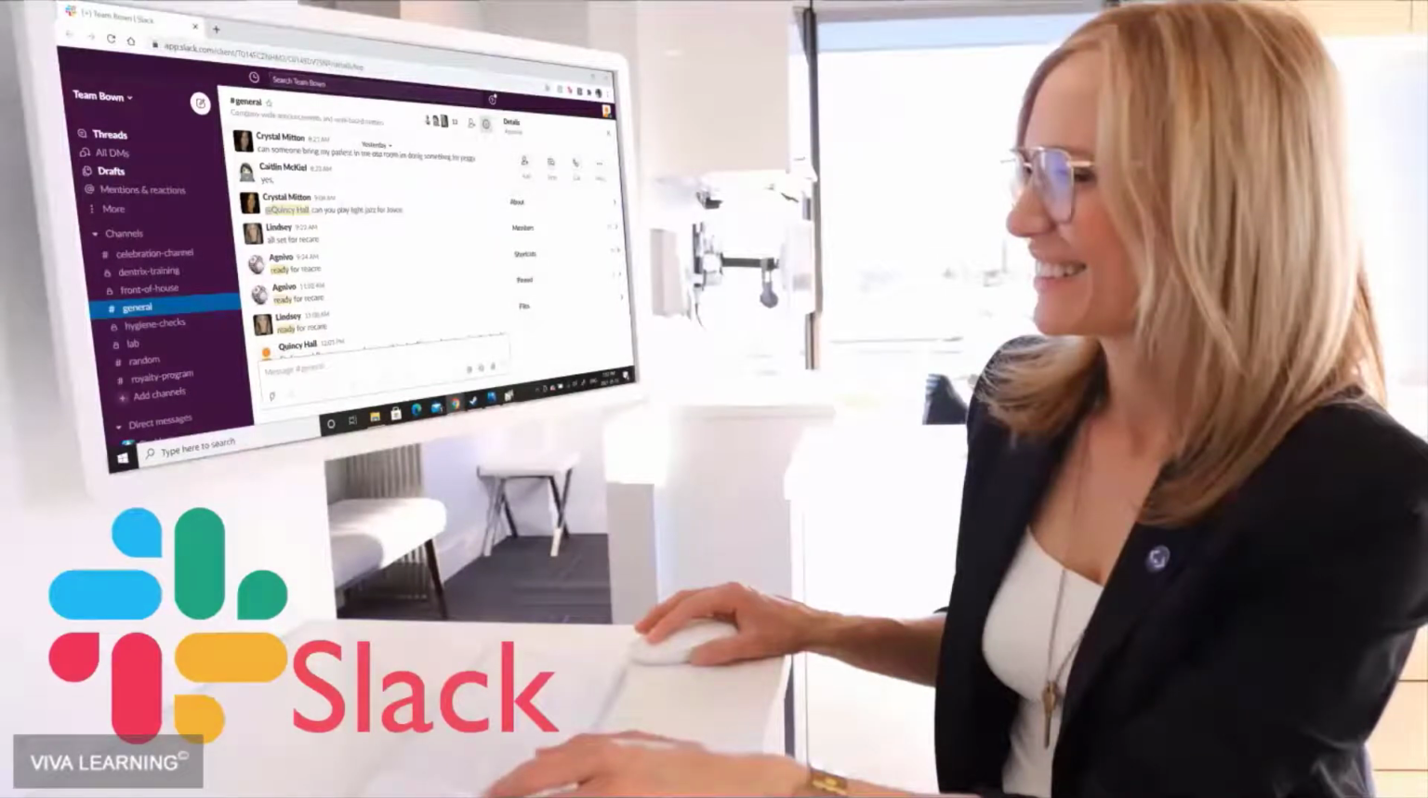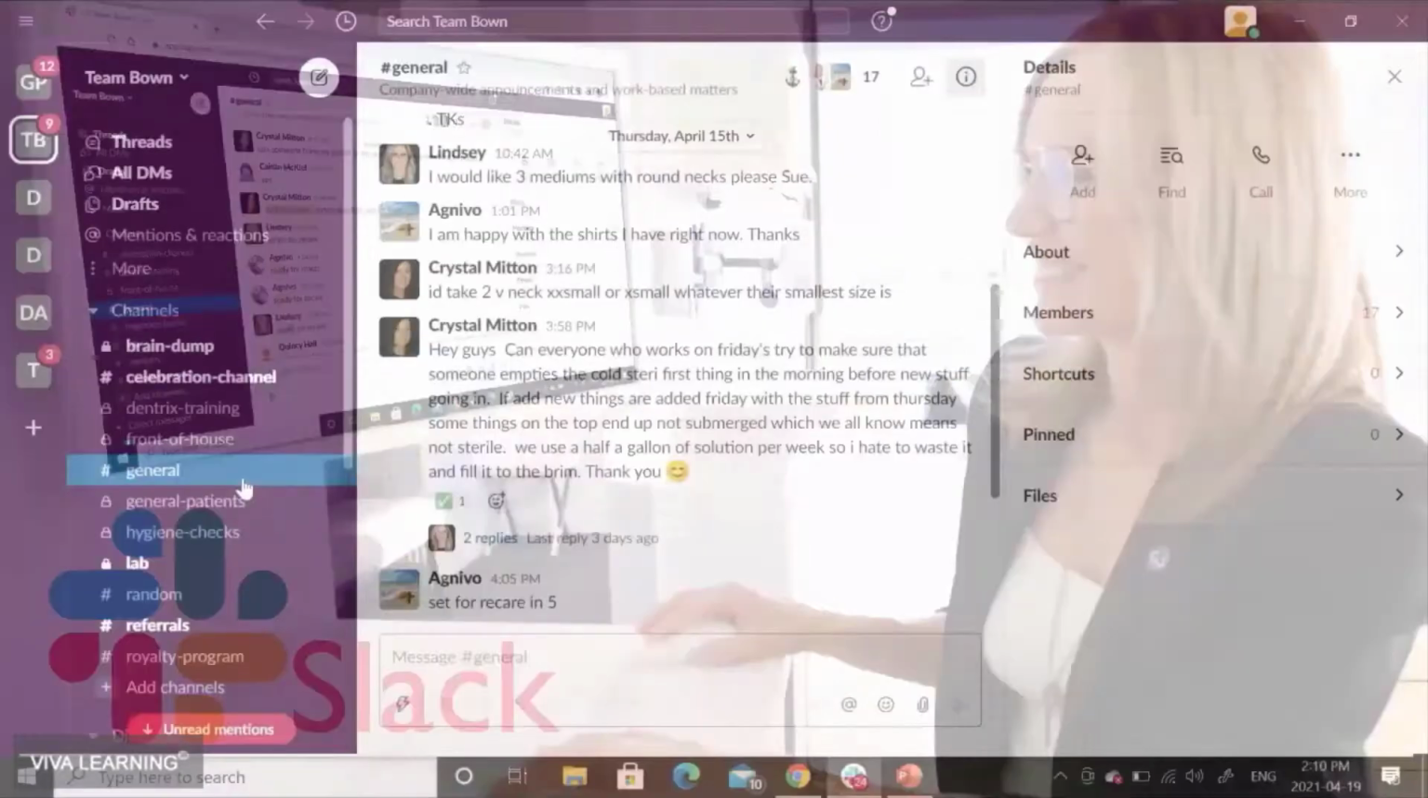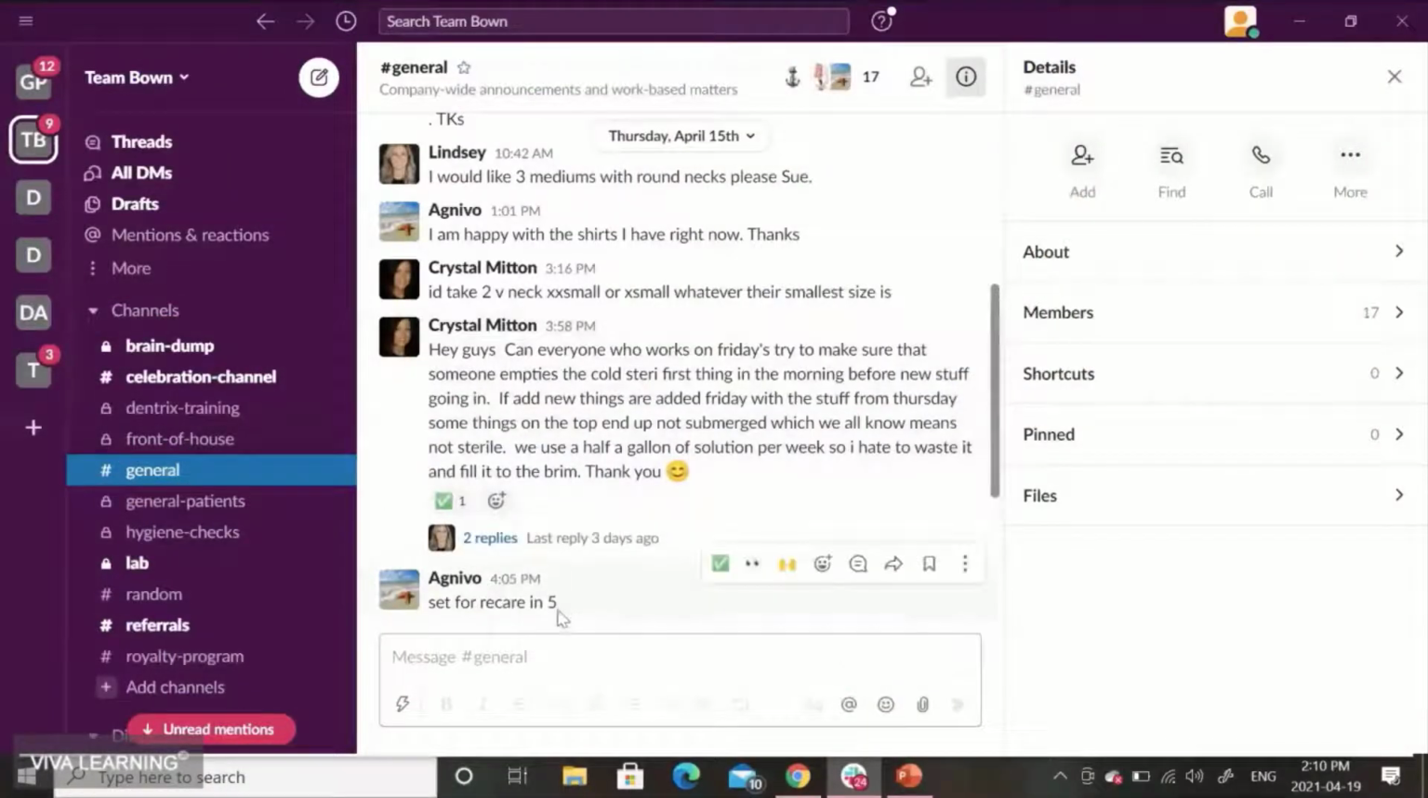I even have it connected to my watch, my phone. My hygienists are letting me know when they're ready for a recare. They don't have to leave the room. We're doing all kinds of things with it.